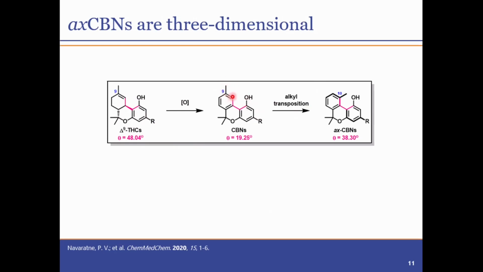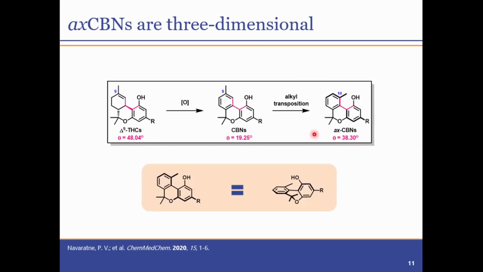But it was computed that if you affect this alkyl transposition, meaning you take this C9 methyl group and you transpose it to the C10 position, forming axially chiral cannabinol or axCBN, the torsional angle in this molecule would now be 38 degrees. So that is far more similar to that of THC than the natural product cannabinol. So this sort of confirmed that axCBNs would have greater three-dimensionality due to axial chirality.